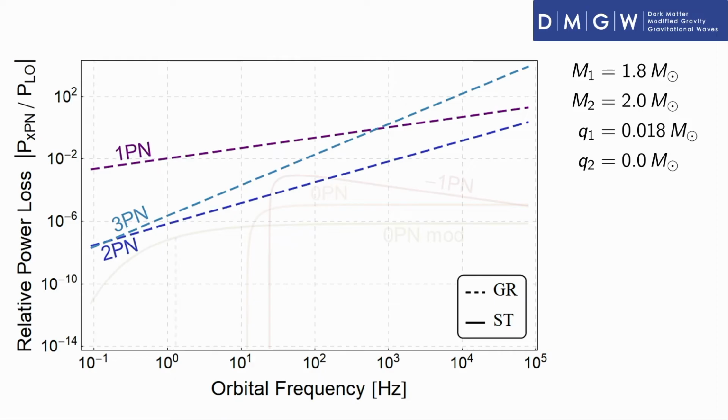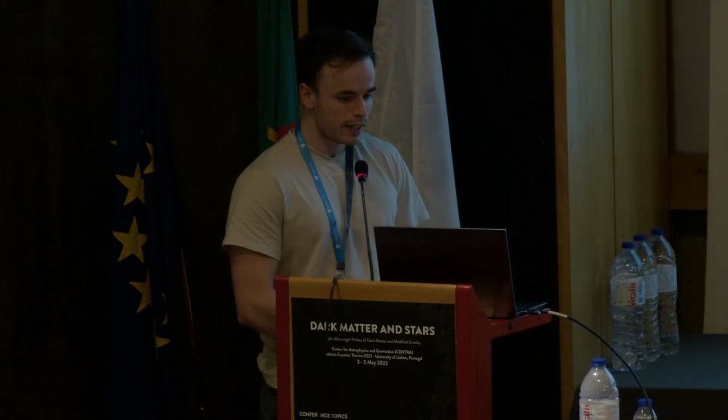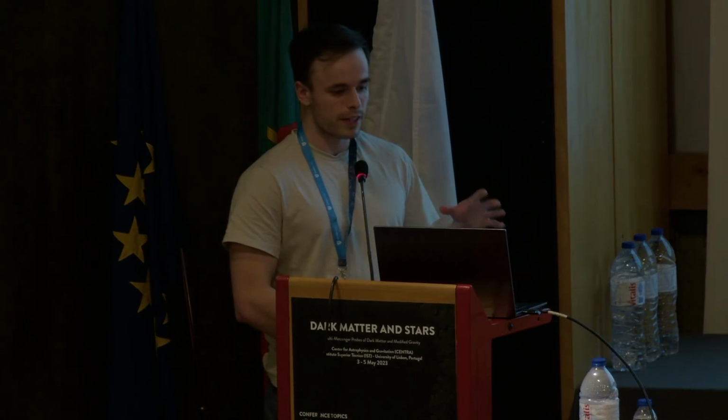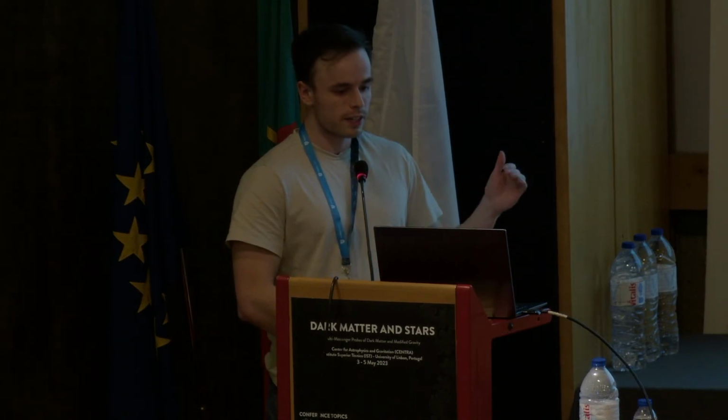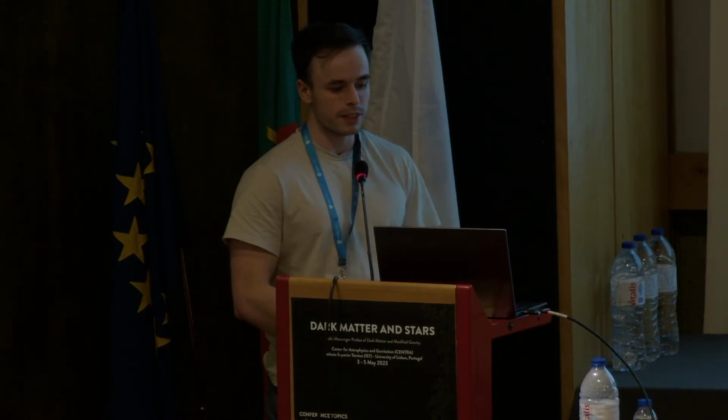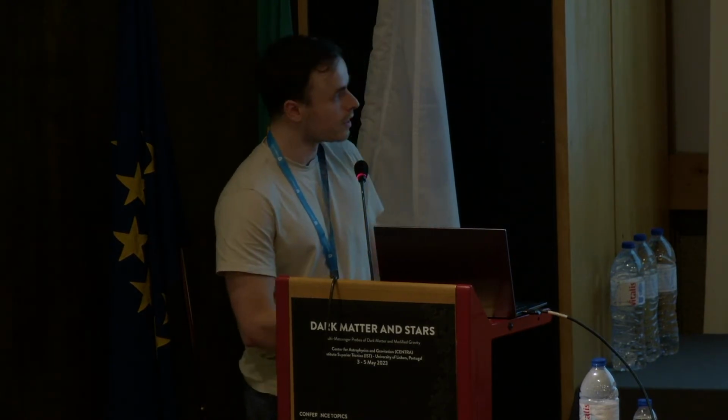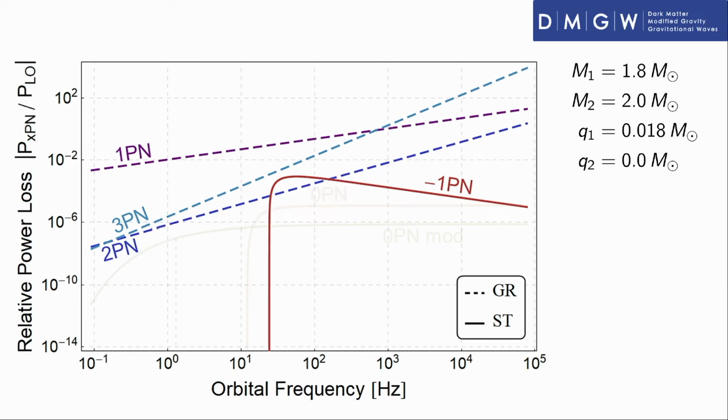So this is a log-log plot. On the x-axis you have the orbital frequency, and on the y-axis the relative power loss. These are straight lines because in GR these corrections are just some power of the orbital frequency. Now if you add your scalar field, then at -1 PN order, so this is dipole radiation, you see this sort of shape for the power loss.